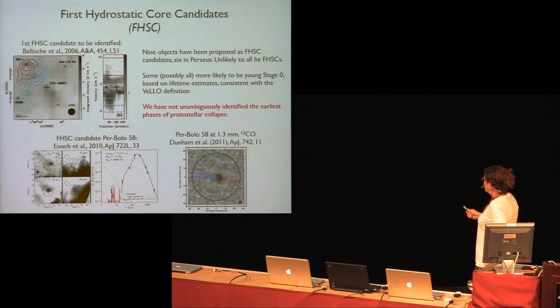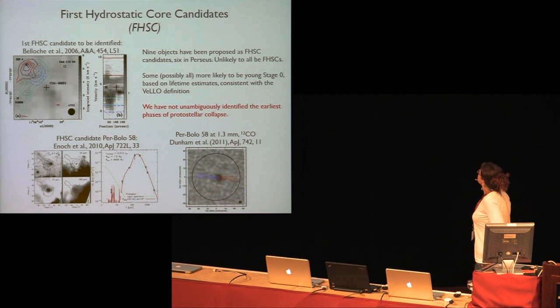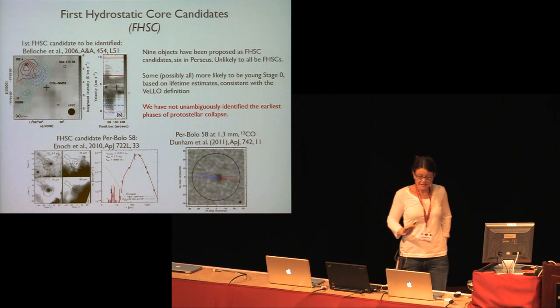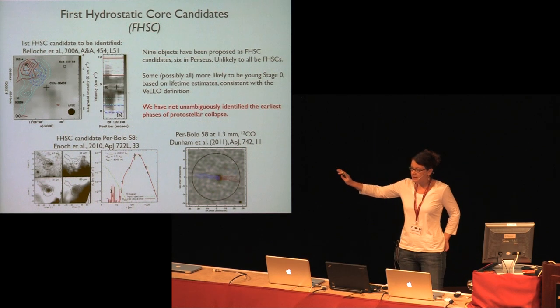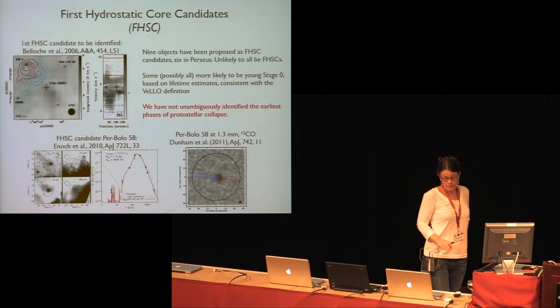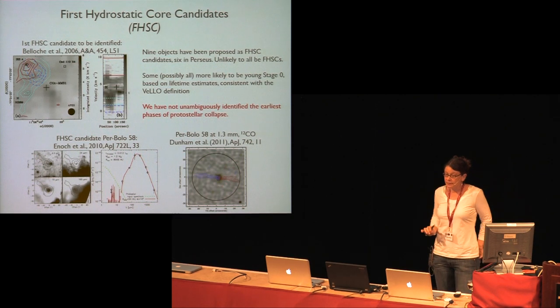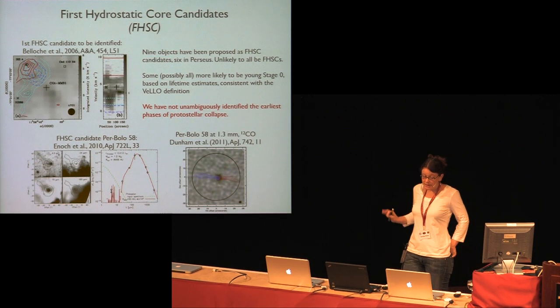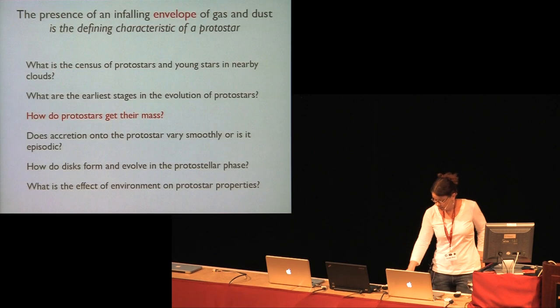Now, here we have some candidate first hydrostatic cores. I believe this is the first one that was presented in the literature in about 2006. Some of them are driving outflows. But the main thing is that we have identified 9 of these things, and 6 are in Perseus. So only if we assume the longest possible lifetimes predicted by theory, so we're already stretching out into what we can explain with theory, can these things be consistent with all being first hydrostatic cores? So the answer to the first question is no. We have not unambiguously identified the first phases, the earliest phases of protostellar collapse.